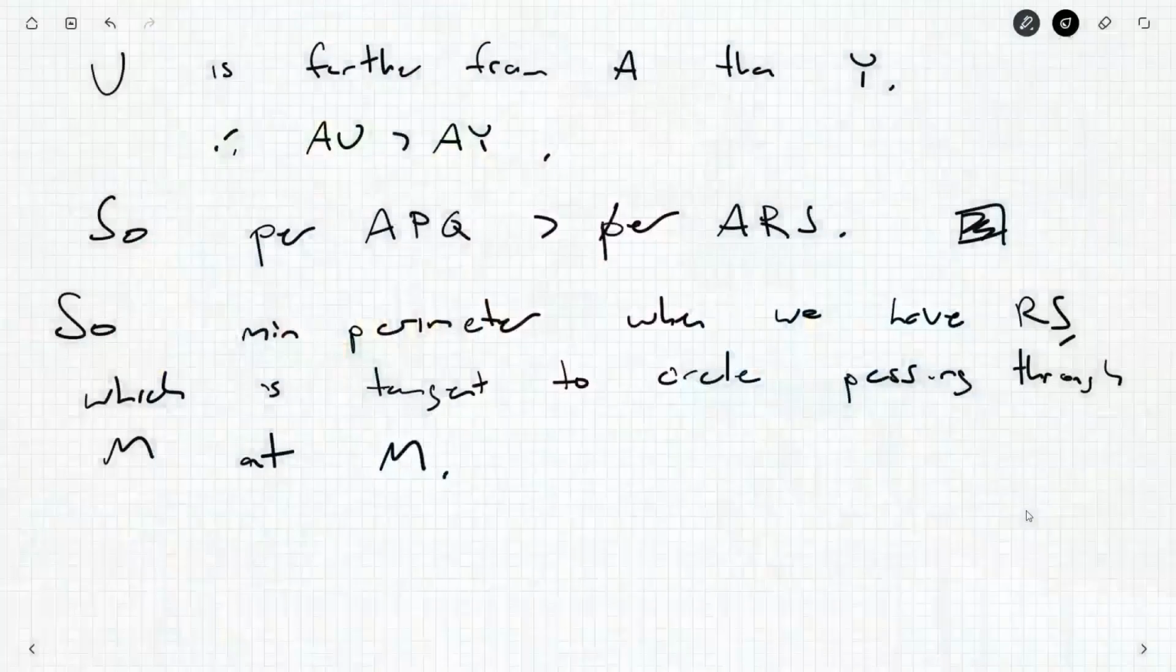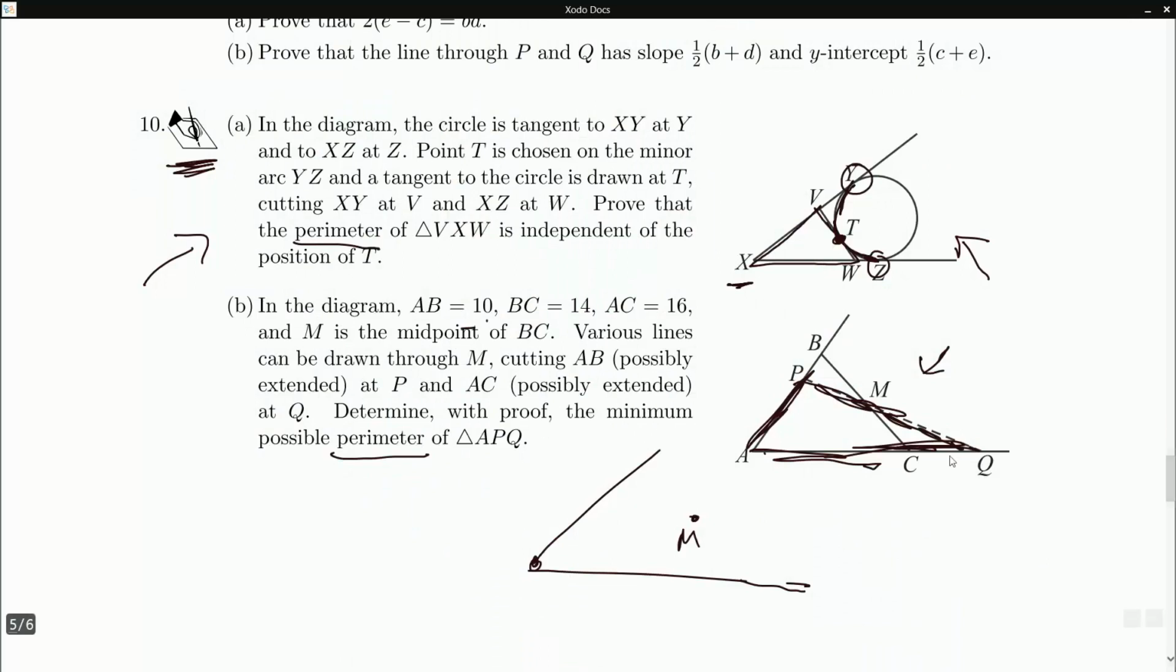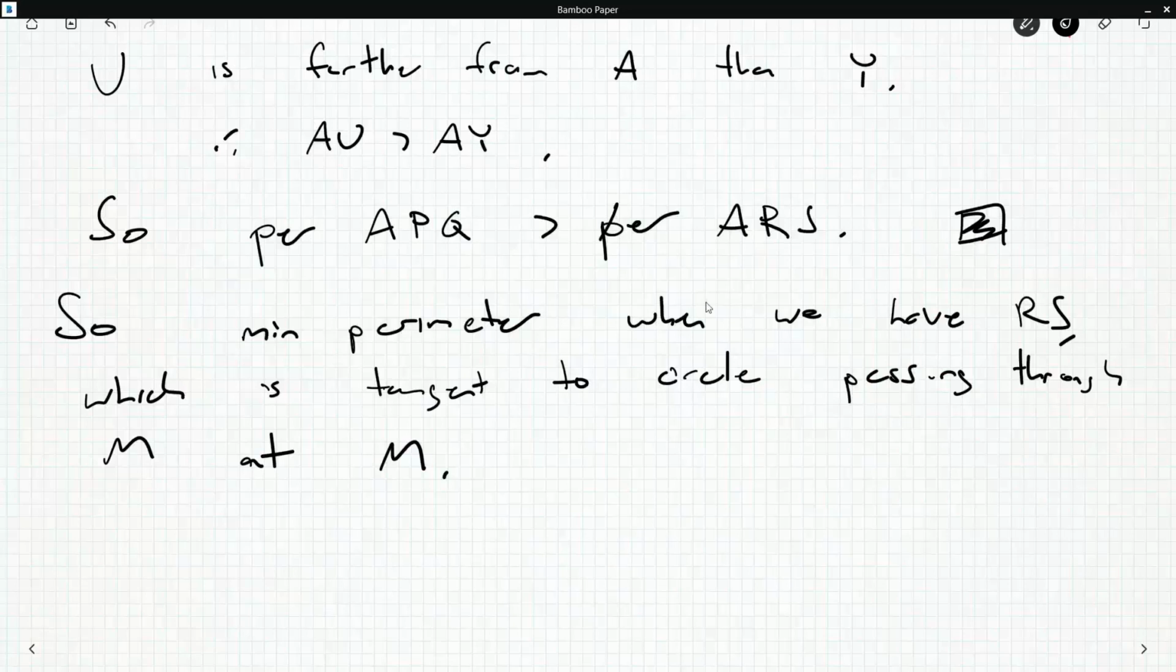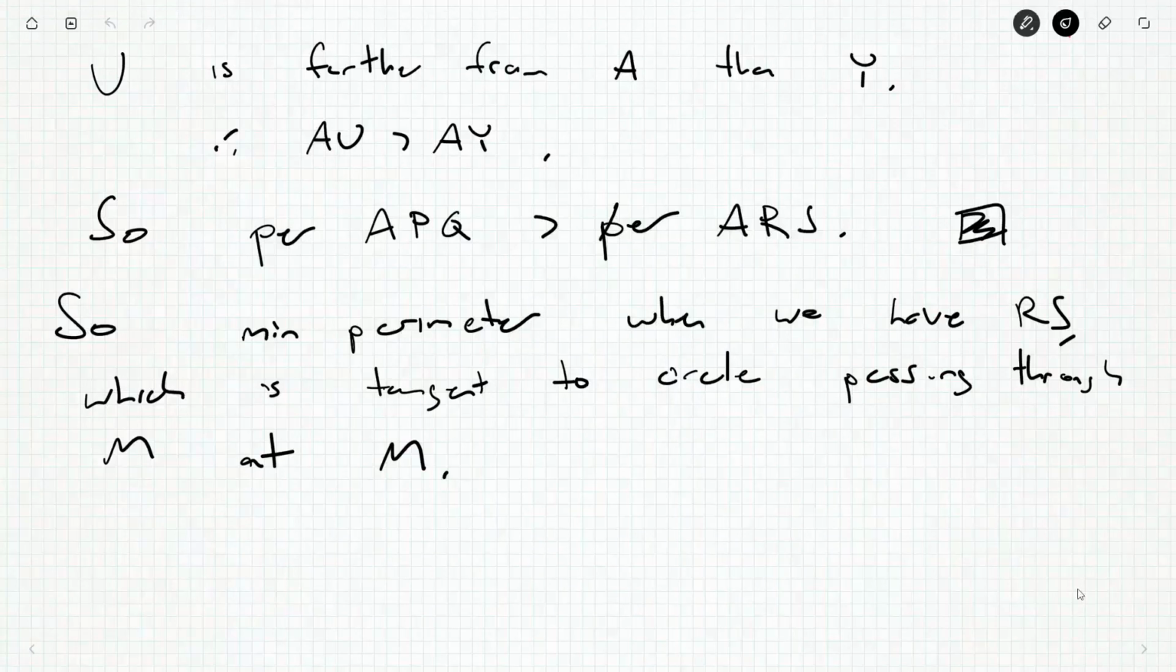But we're not done there. And that's why I'm okay with the more vague verbal explanation I gave, because we're not even done the problem yet. We still need to figure out the perimeter. That is what they asked us to do, right? Determine with proof the minimum possible perimeter. So now I know that I'm shooting for the tangent point. I still have to work out what this perimeter is. But at least I have now proven that it's going to be at that tangent point.